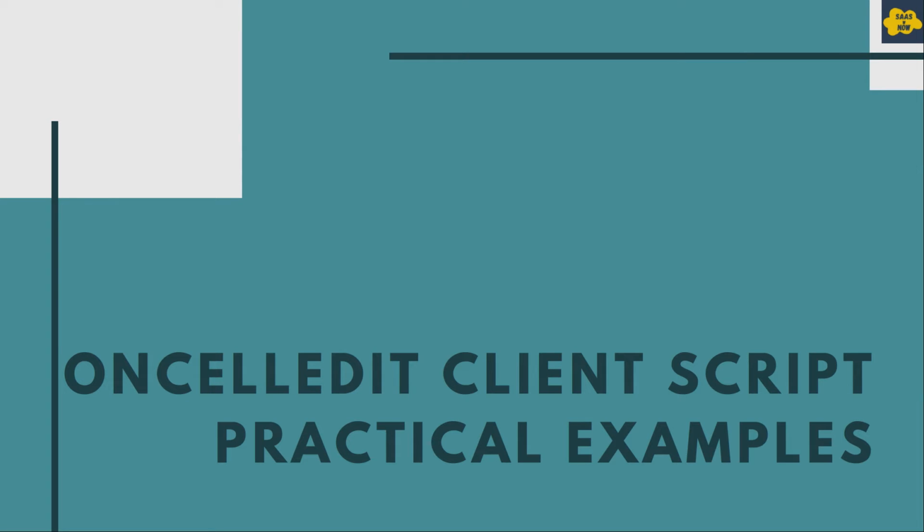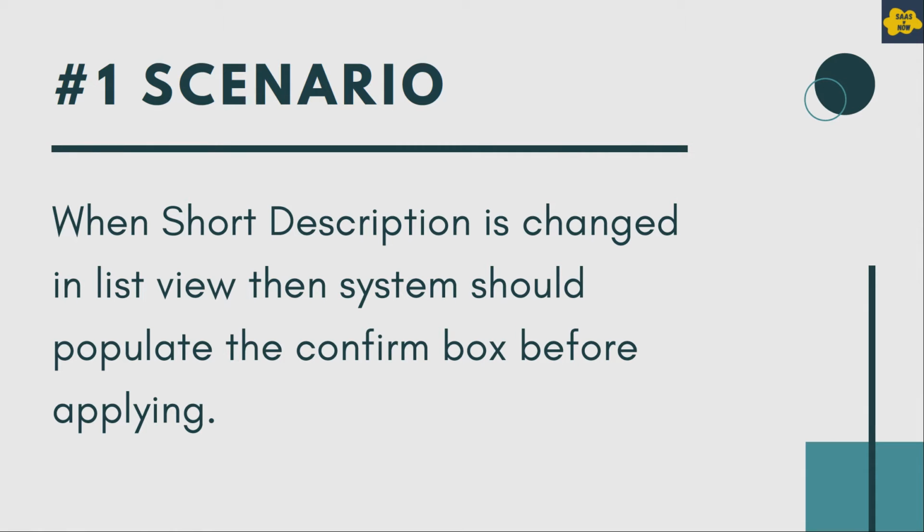Let me show you some practical examples of OnCellEdit client script. Scenario 1: when the short description is changed in list view, the system should show a confirm box before applying.